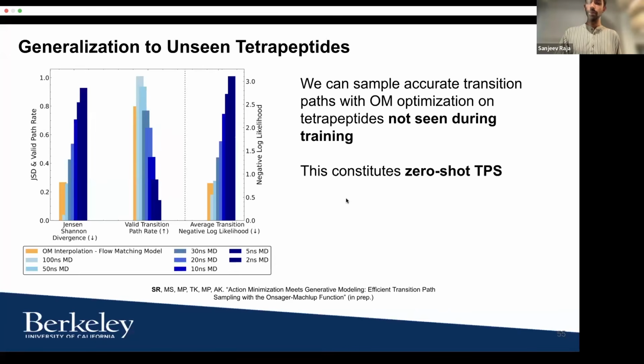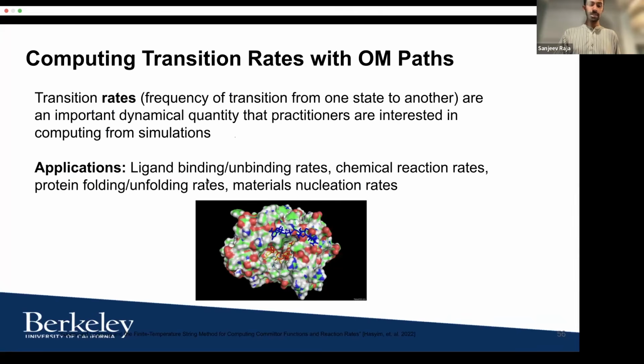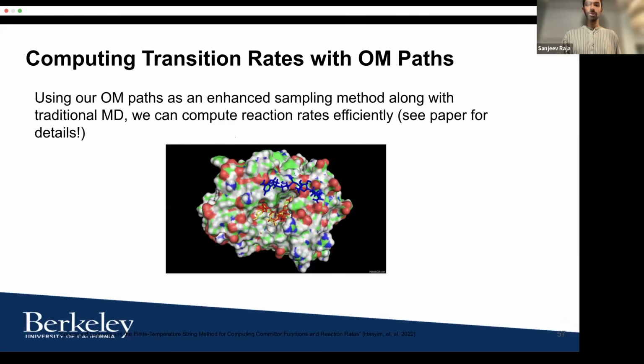And again, we see by these metrics good transition paths, but also by things like energy barriers. And lastly, we also show that you can compute useful quantities like transition rates. This is something that people are often very interested in, computing rates of transition, like binding and unbinding rates. So there's a way to use our OM paths as a starting point for an enhanced sampling method to compute reaction rates efficiently. So if you're interested in that, feel free to reach out to me or take a look at the paper as well.